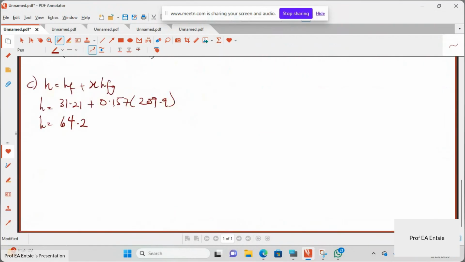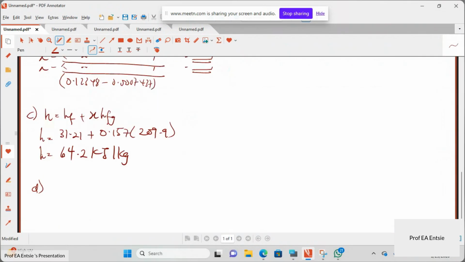So this answer brought this one down to somewhere around 33 point something. Are you okay? 33.0 something, right? So 64.2 kilojoules per kilogram. Are we done? No. Move on to the D.